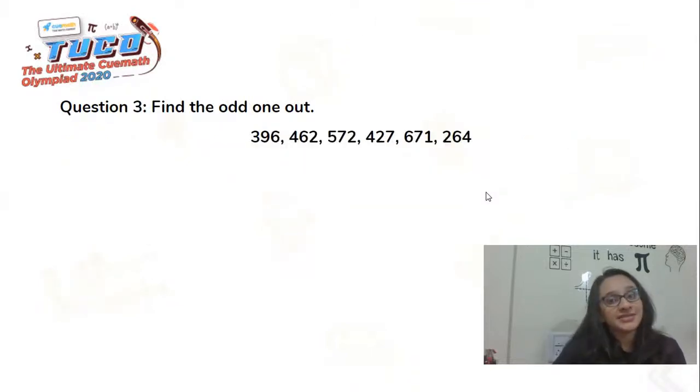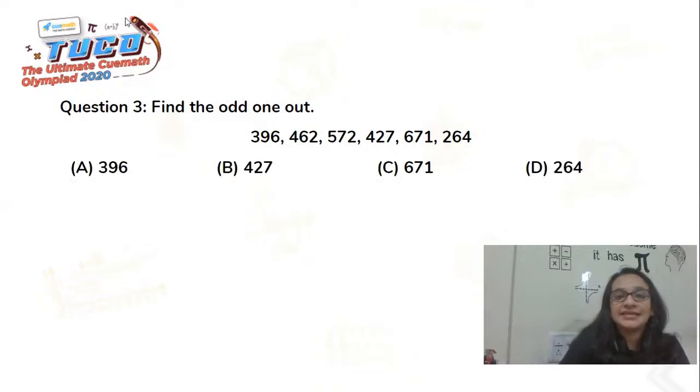Okay, so again a set of new numbers. These are a bit bigger numbers, 3-digit numbers that we see here. We have to figure out which are the odd ones out. So I'm not disclosing the options here. Any of you who can answer this question in the comment section below are most welcome. All right, so here we see our options and let's start solving this question.